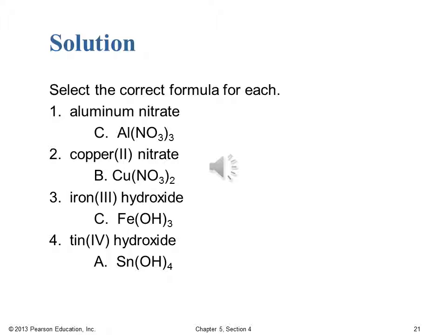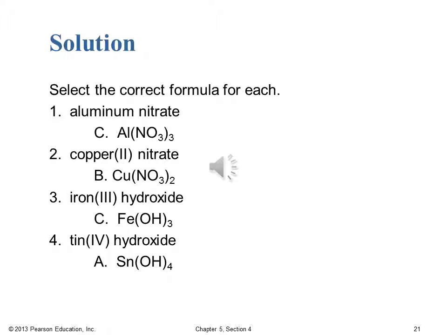Be careful. A lot of students are tempted to make 2 a subscript for copper. Copper 2 indicates that it's the copper 2+ ion, which means we actually need a subscript here for nitrate, because nitrate's only a -1. So to balance that copper 2+, we need 2 of the nitrate 1-. So choice B was correct there.